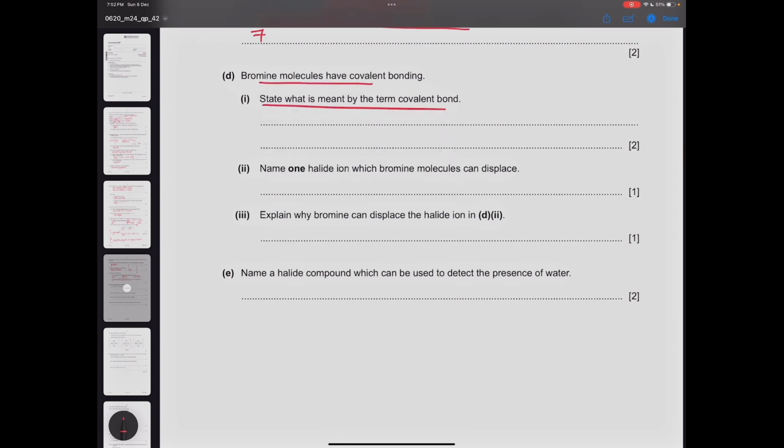Now, bromine molecules have covalent bonding. Define covalent bonding, they are just asking you. So, covalent bonding is mutual sharing of a pair of electrons between two atoms.